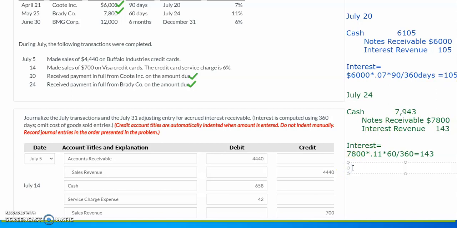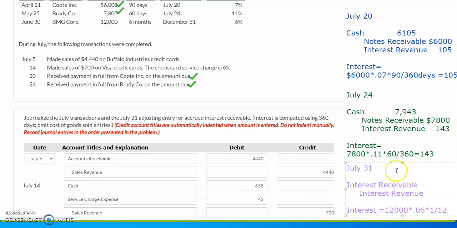So we have July 31st, that's our year-end date. We're going to be recording the accrual of interest, so interest receivable and interest revenue, which is earned. And we're going to compute our interest by taking the $12,000 times our interest rate of 0.06 times, and we're just going to include 1 month out of the 12 months.